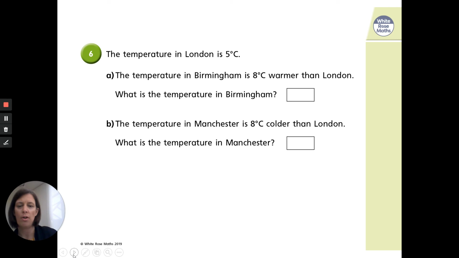And the second one, the temperature in Manchester is 8 degrees colder than London. So that's 8 degrees less than it was in London. Go back 8. What's the temperature going to be in Manchester? So pause the video now while you work these out.